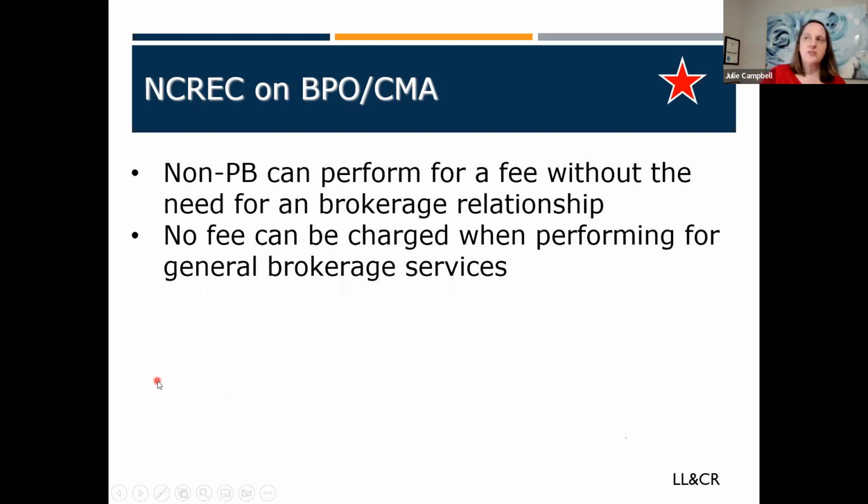Just a quick recap. We saw this last night. You already have it. A non-provisional broker can do a BPO for a fee. We talked about a third party, maybe a relocation company.